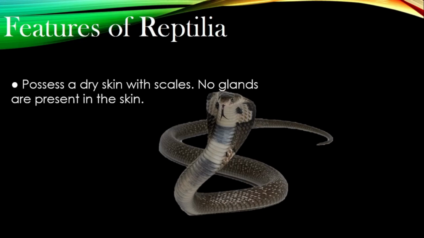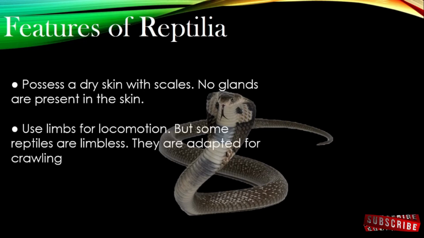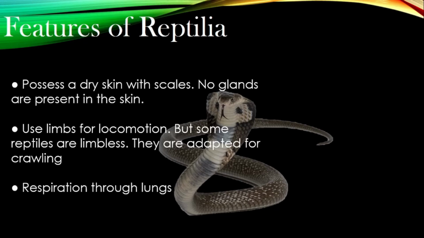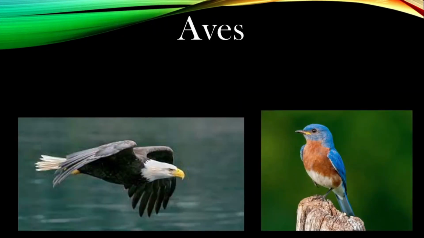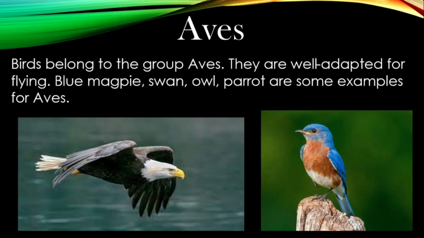No glands are present in the skin. Use limbs for locomotion, but some reptiles are limbless. They are adapted for crawling, like cobra, python. Respiration through lungs. And the next one is Aves. Birds belong to this group Aves.